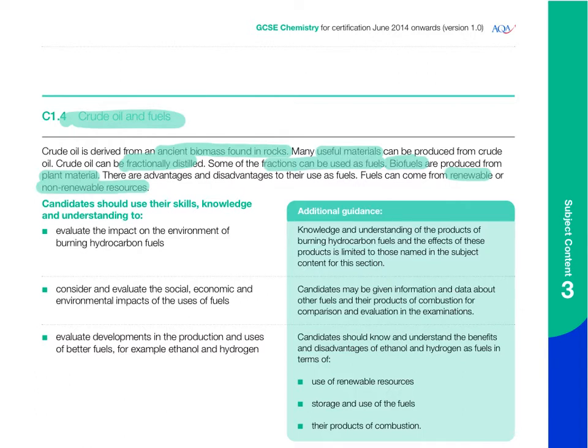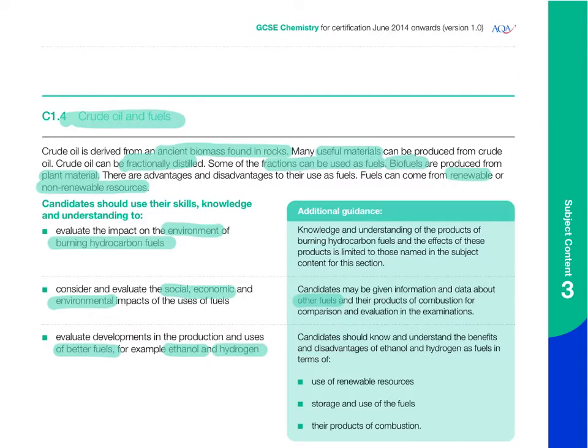You've got to evaluate the impact on the environment of burning hydrocarbon fuels, and we'll look at combustion, burning, and the reactions of hydrocarbon fuels, so fuels with hydrogen and carbon in them. And you also need to think, just like your quarrying, just like your mining, what are the social, economic and environmental impacts of using different fuels? You might be given data about other fuels to the ones that we're studying here in the exam. Don't panic if you see this, just look at the information and state the information, the evidence in your answer to your question.